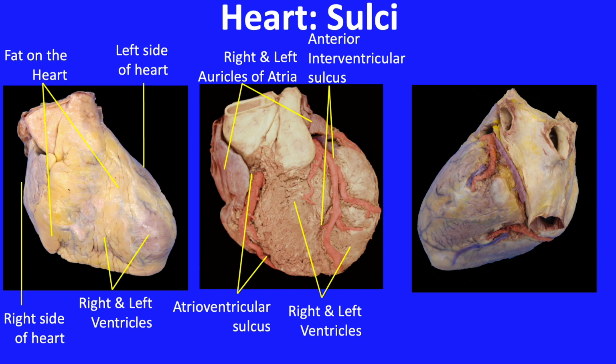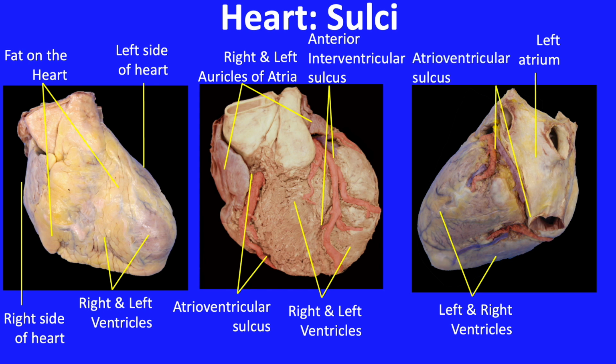Moving now to the posterior aspect of the heart, panel on the right, the left atrium finally becomes visible. The left and right ventricles are also visible. As before, we see the groove separating the left atrium from the ventricles, and this is the continuation of the atrioventricular sulcus. In between the right and left ventricles, we also see a groove. Now it is termed the posterior interventricular sulcus.